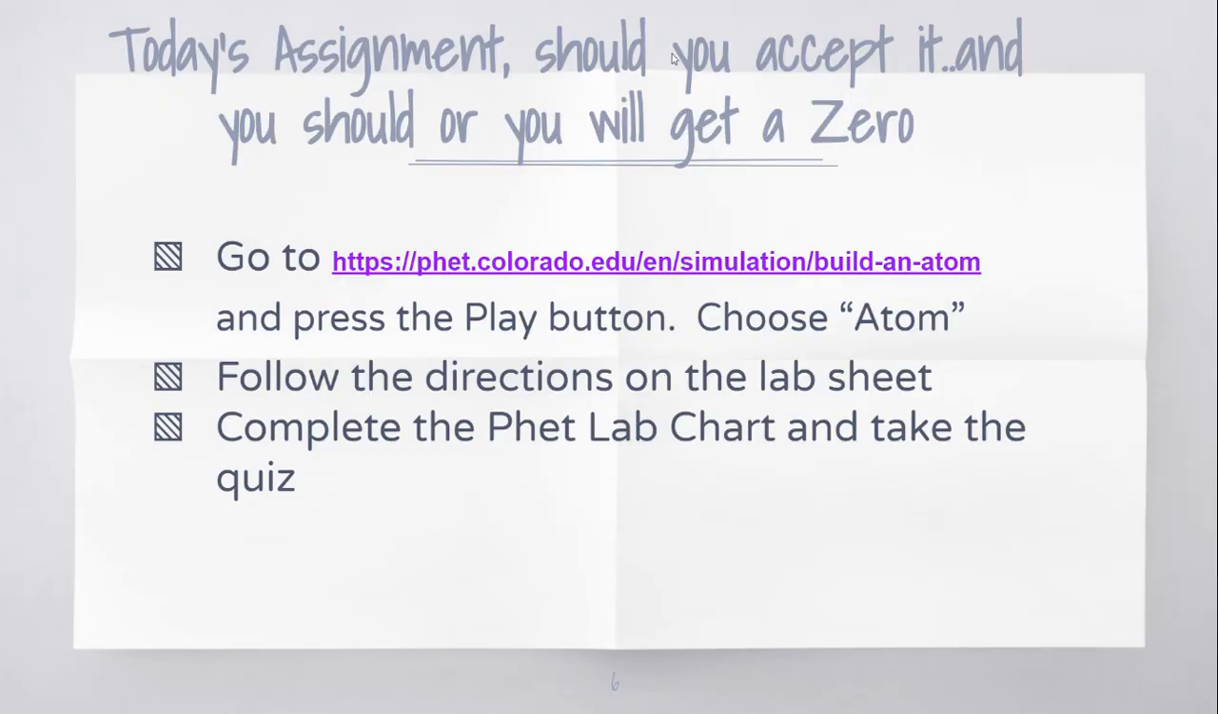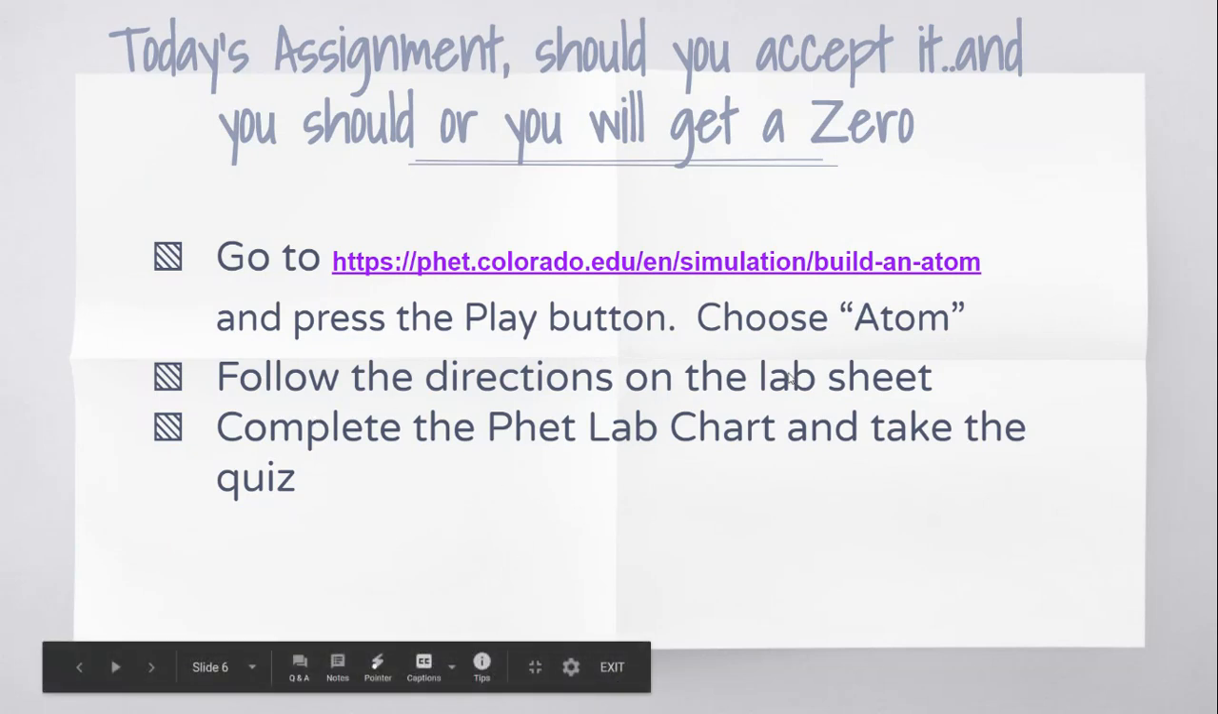In today's assignment, should you accept it, and you of course will, or I will give you a 0, is to go to this website here. This is where you're going to find your PhET lab. You're going to press the play button and you're going to choose atom. Follow the directions on the lab sheet and complete the PhET lab chart, and then you're going to take a quiz. And guys, all of this can be done with your lab partner.